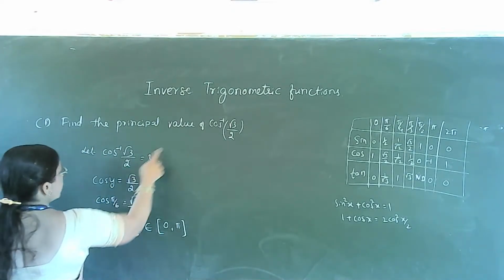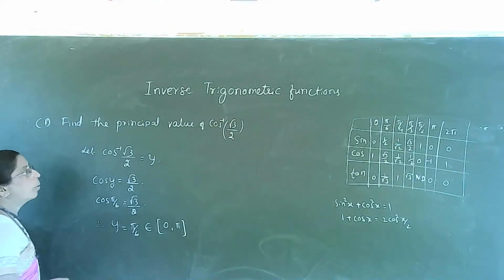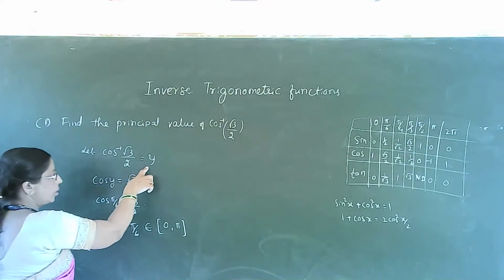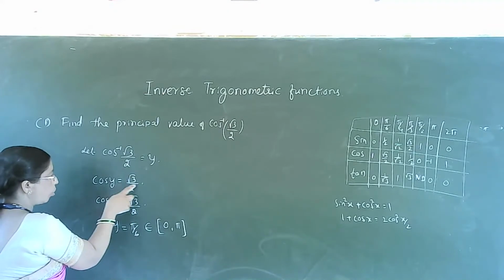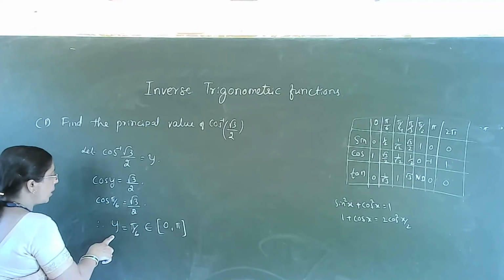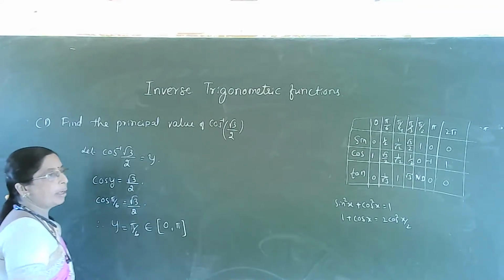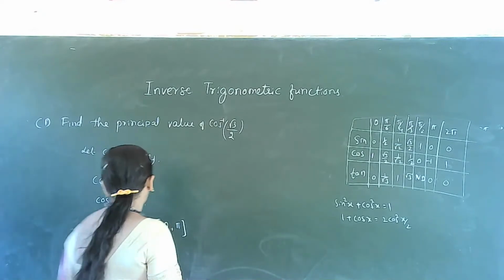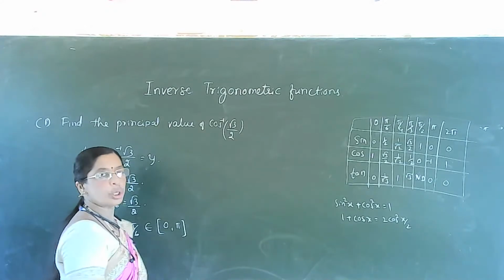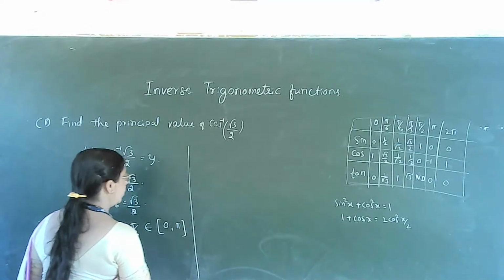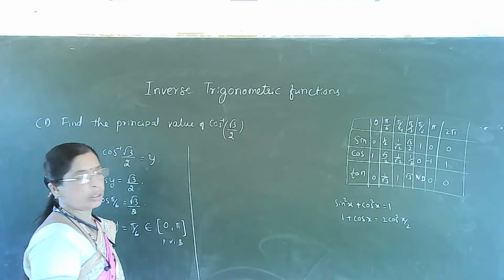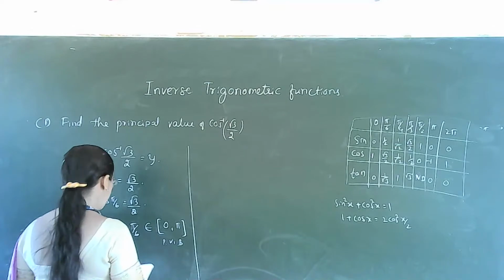First, find the principal value of cos inverse of root 3 by 2. You take cos inverse of root 3 by 2 equal to y, then cos y is equal to root 3 by 2, then cos 5π by 6 equal to root 3 by 2, then y is equal to 5π by 6. Referring to this table, you can write y is equal to 5π by 6. This belongs to 0 to π, the principal value branch of cos inverse.